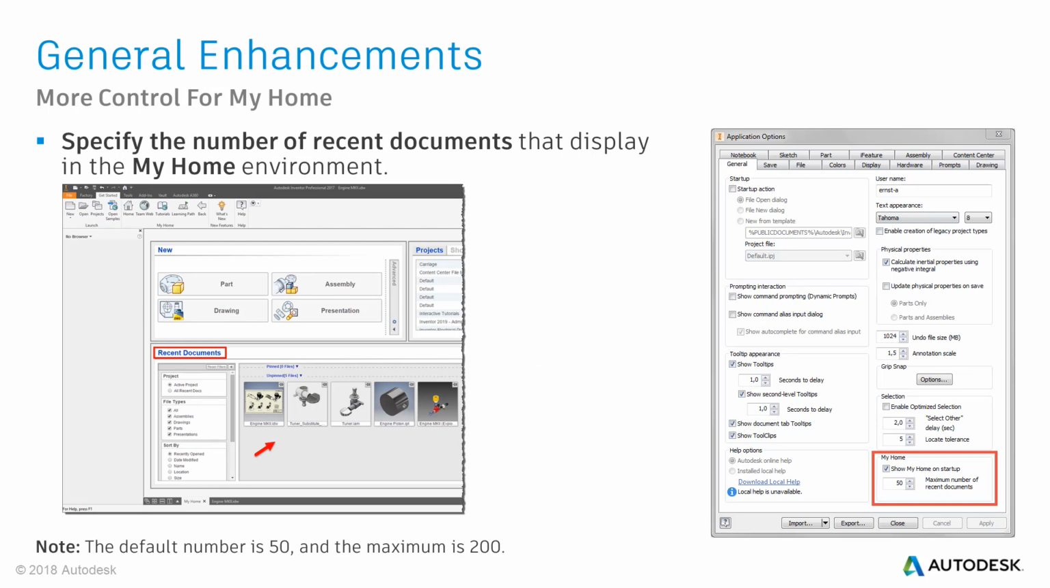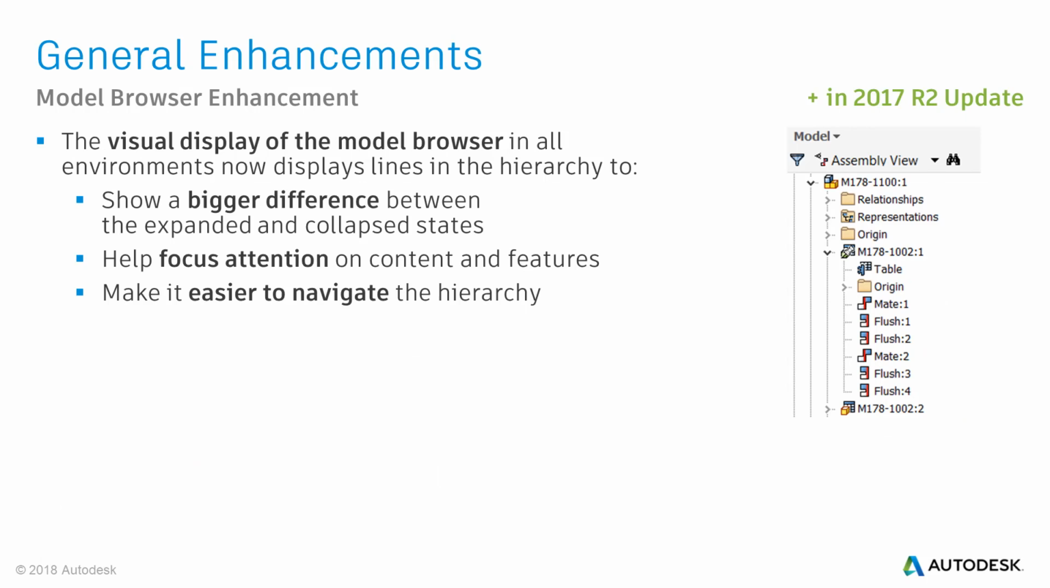If you need to adjust the number of recent documents displayed in the My Home environment, you can do this on the General tab in the Application options. Another small but nice improvement is the better visual display of the model browser, available as of Inventor 2017 R2. We added lines in the hierarchy to show a bigger difference between the expanded and collapsed states. Furthermore, it helps to navigate more easily and keep focusing on content and features.